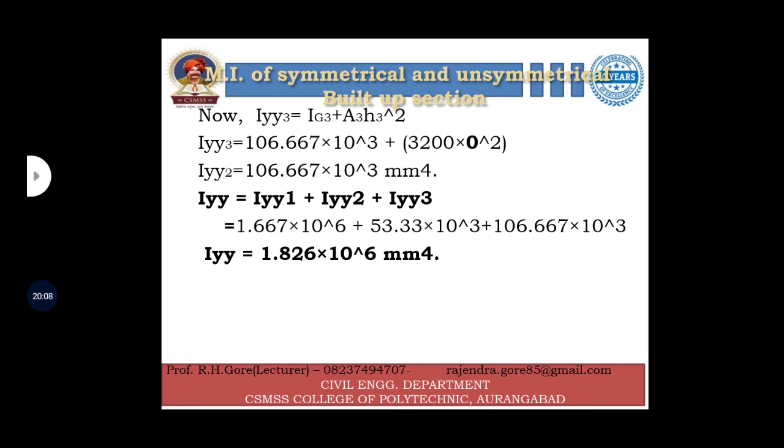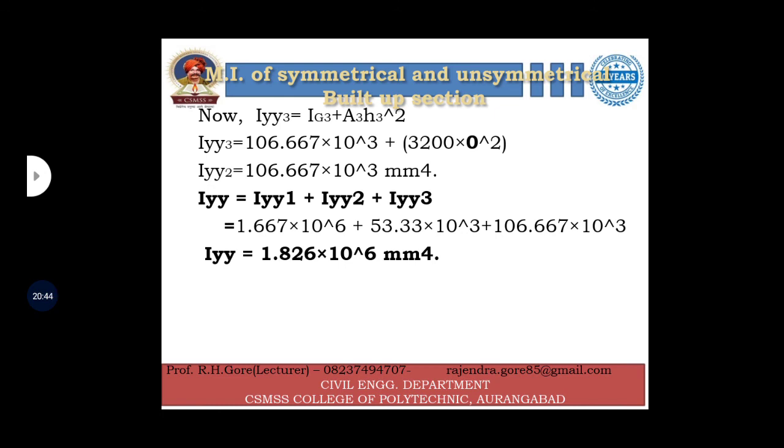And the moment of inertia of unequal I section about vertical centroidal axis is equal to the summation of moment of inertia of all rectangles with respect to CG of I section about vertical axis. So Iyy is equal to Iyy1 plus Iyy2 plus Iyy3. So Iyy is equal to 1.826 into 10 to the power 6 mm power 4.